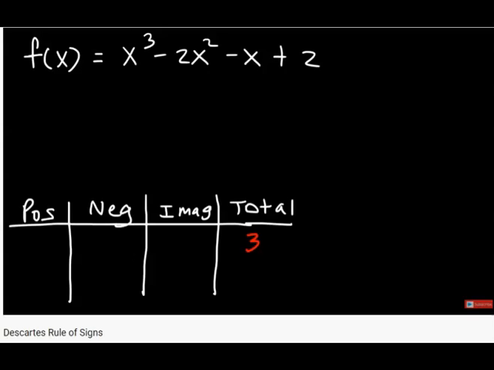Now, to determine the possible number of positive real zeros, look at the sign changes for f of x. So notice that it changed from positive to negative, so that's one change. And then from negative to negative, that's no change. And from negative to positive, that's another change. So there's two changes.